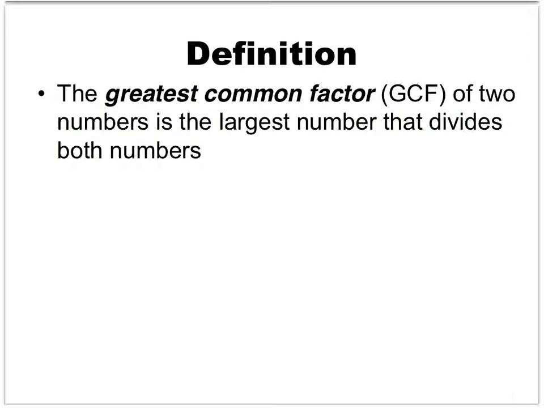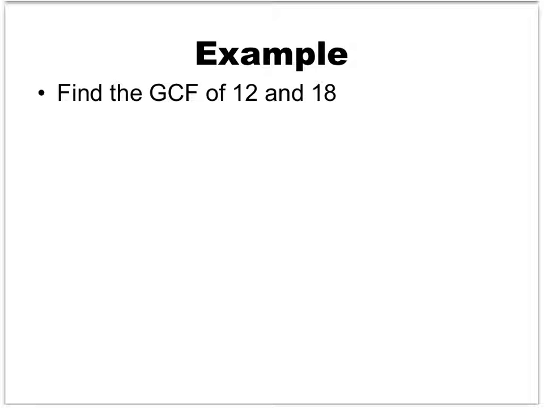So let's start off with the definition of a greatest common factor. The greatest common factor of two numbers is the largest number that divides both numbers. So notice that we need to start off with two numbers, and we're looking for the largest number that divides both of them. So as an example, let's find the greatest common factor of 12 and 18.